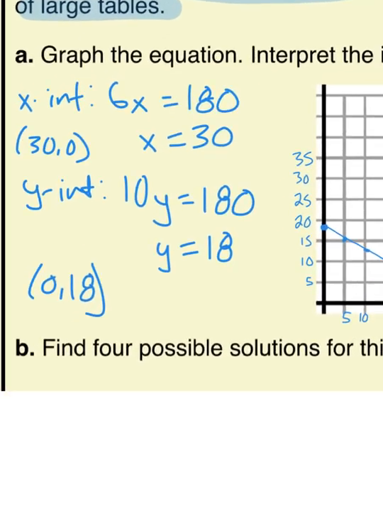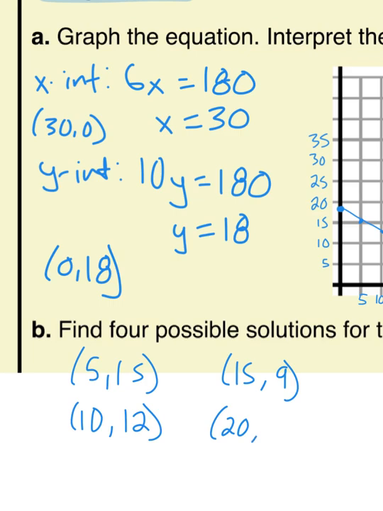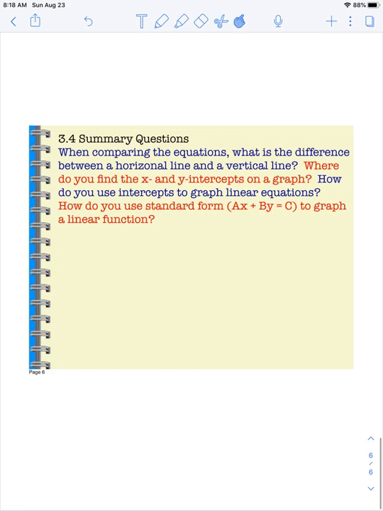All right, so one of our solutions is at (5, 15). I could have 5 small tables, or 30 people seated at small tables, and 15 large tables. I could have 10 small tables and 12 large tables. I could have 15 small tables and 9 large tables. Or I could have 20 small tables and 6 large tables. So if you plug in those x values, you will get those matching y values. There are more solutions, but it said 4. Here's 4 possible solutions.